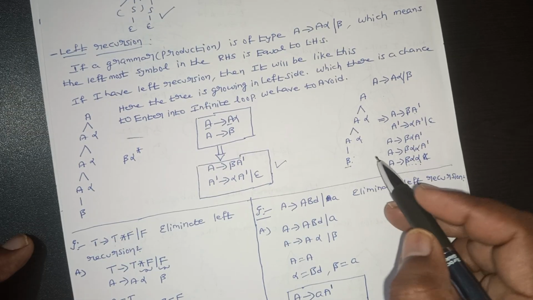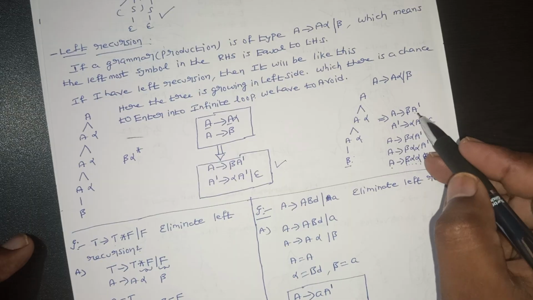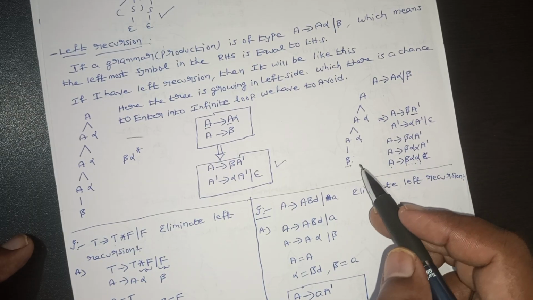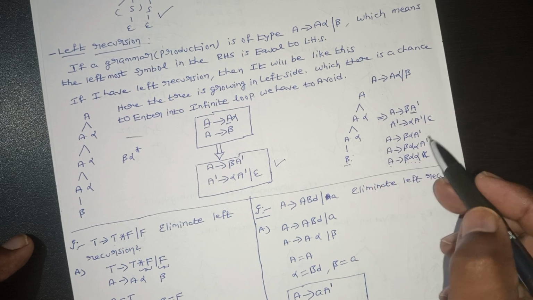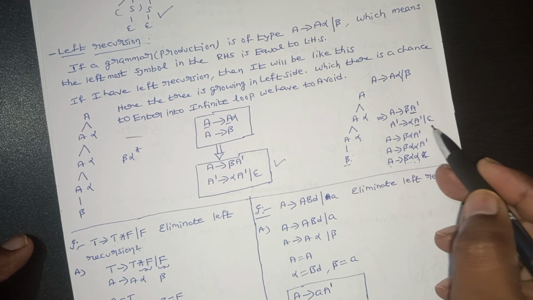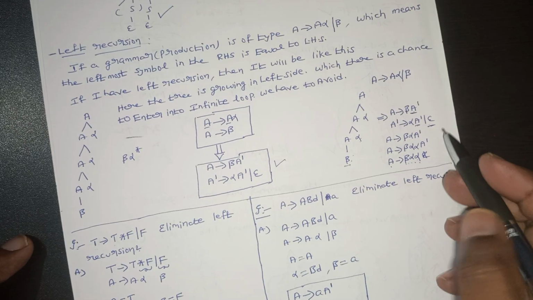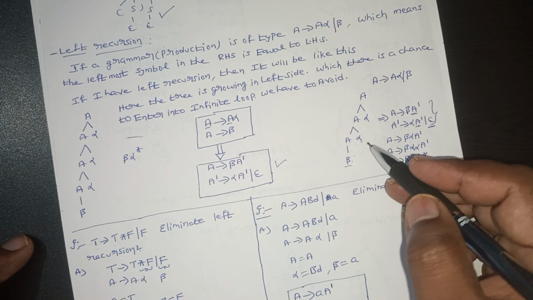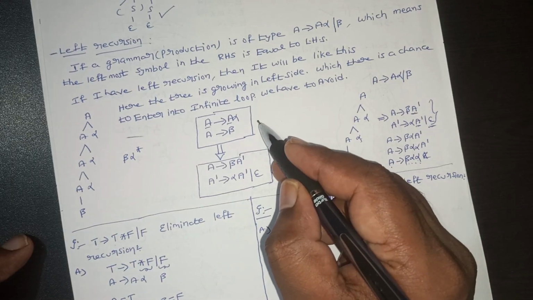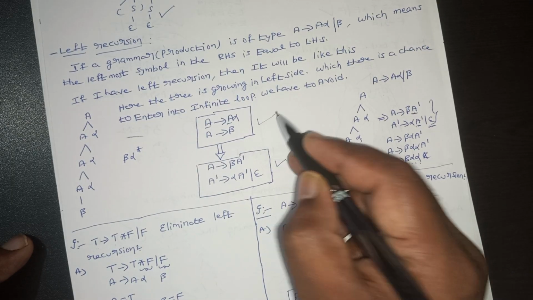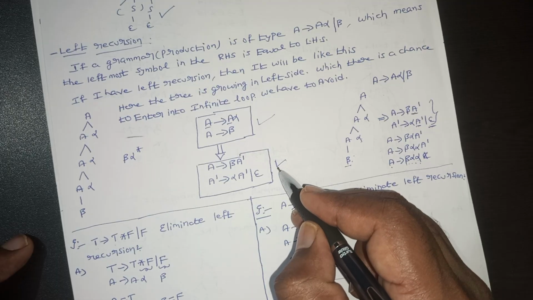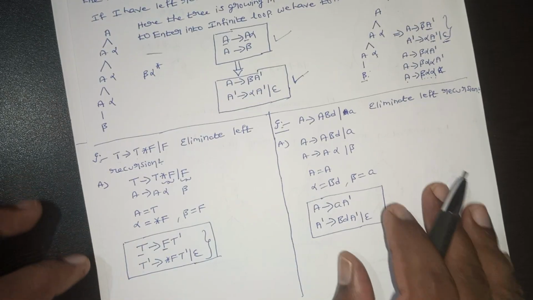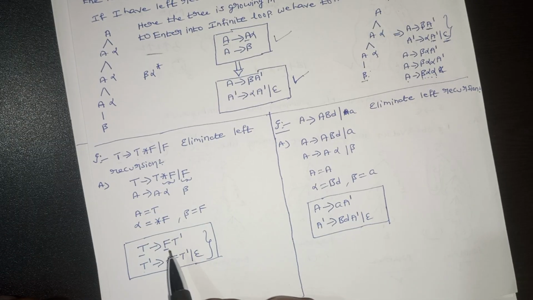So beta I am writing here, beta A dash. What is A dash? A dash equal to alpha A dash and then epsilon. Okay, so this is the formula I am getting by using this tree. Even the language is same as using this grammar. There is no change in the language. Okay, so in this way you have to eliminate the left recursion.